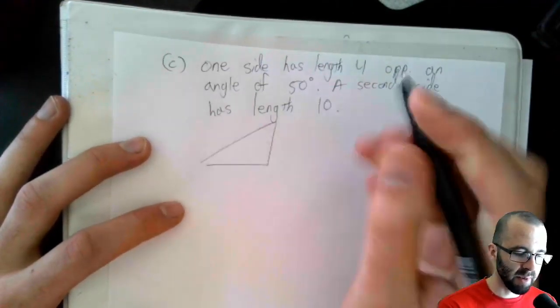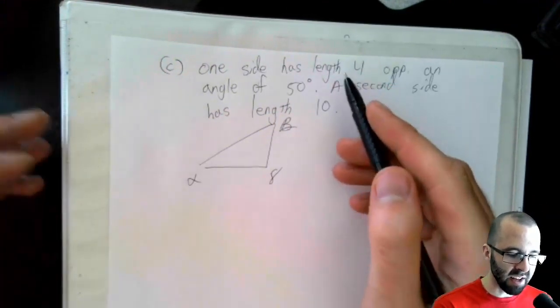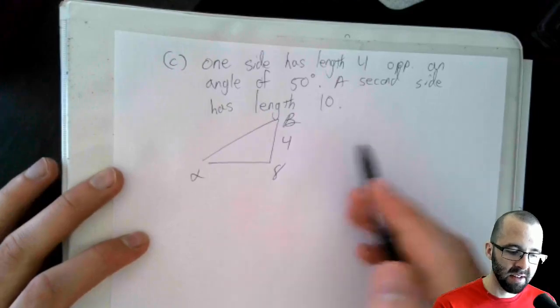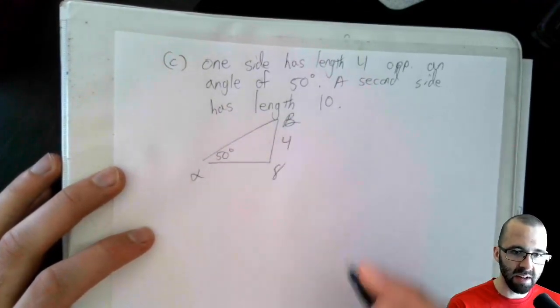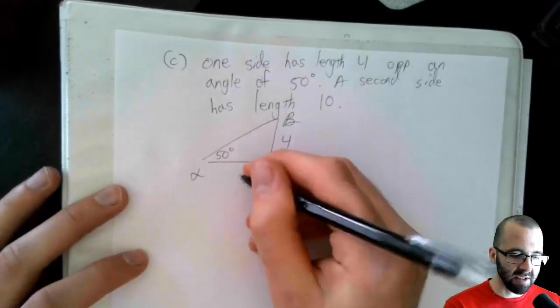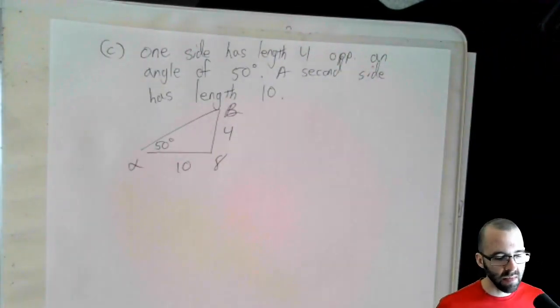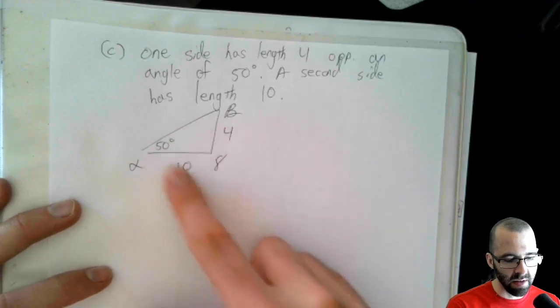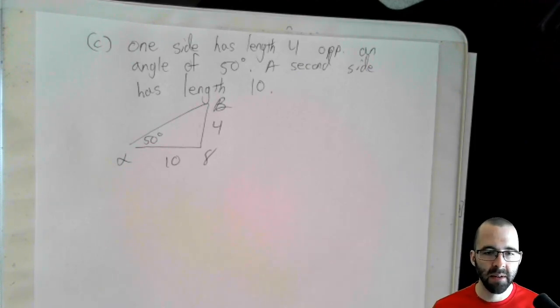So let's just make some random triangle, alpha, beta, gamma. One side has length 4, pick a side. And it's opposite an angle of 50 degrees. So if that's 4, this has to be 50 degrees right here. A second side is length 10. Again, just pick any side you want. And once you fill in a triangle, you can set up a law of sines. So take a minute on your own and try to set up the first equation for the law of sines to solve this problem, okay?